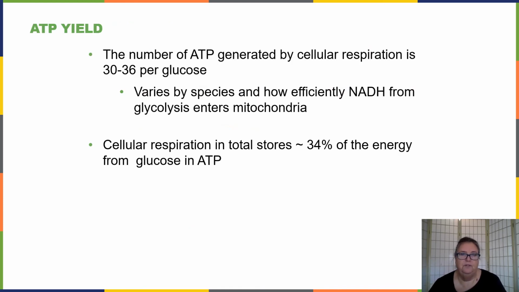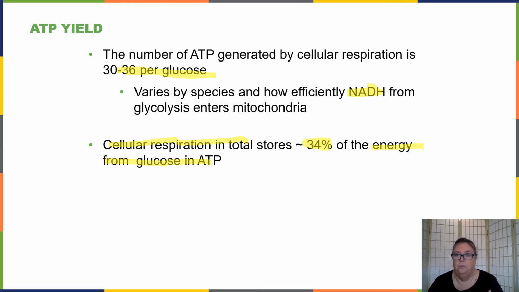ATP yield. So we get about 36 ATPs per molecule of glucose. I think that's pretty good yield. So that can vary a little bit. We're talking mostly about humans now. And NADH is another energy molecule. So cellular respiration in total manages to get about 34% of the energy from the glucose into ATPs. So what happens to the rest of it? Well, it's being released as heat, right? So that's why we stay warm. That's why we're warmer when we're exercising.